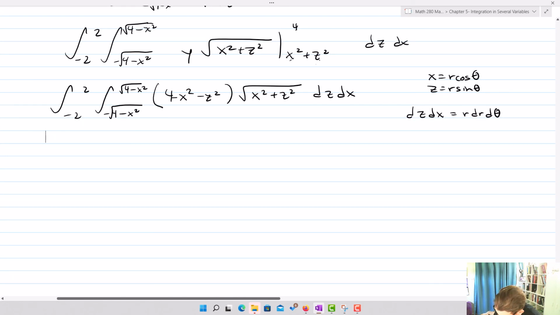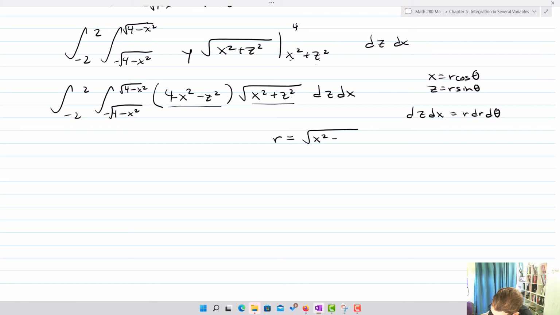Well, first, let's figure out what this is: 4 minus x squared minus z squared, and the square root of x squared plus z squared. Notice that r is going to equal the square root of x squared plus z squared, just substituting in. So that means 4 minus x squared minus z squared is just going to equal 4 minus r squared.